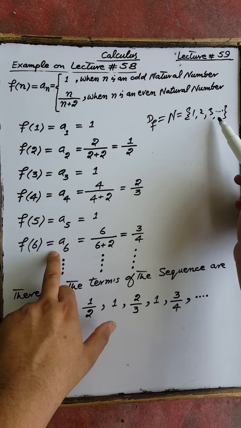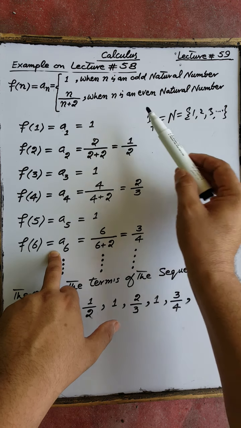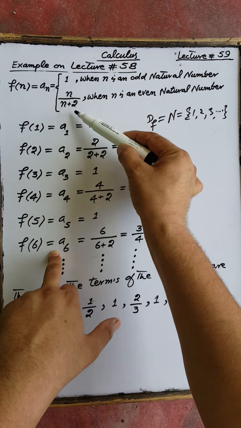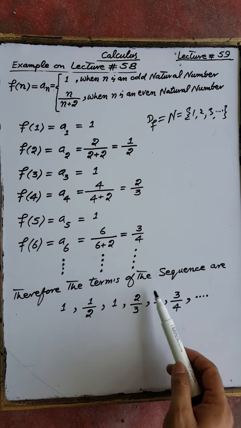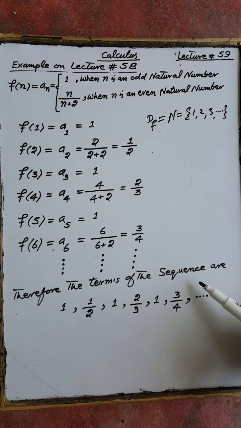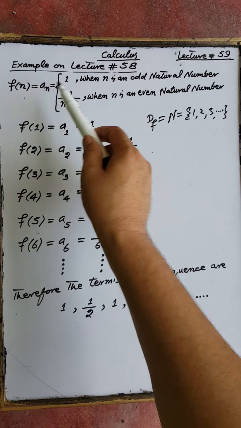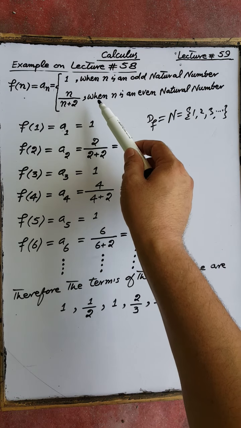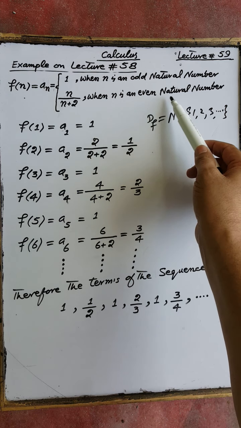And at the point 6, 6 is an even natural number. Therefore, the value of the function at the point 6 is calculated from n divided by n plus 2, which is equal to 3 divided by 4, and so on. Therefore, the term of the sequence calculated from the function f of n is equal to 1 when n is an odd natural number, and n divided by n plus 2 when n is an even natural number.